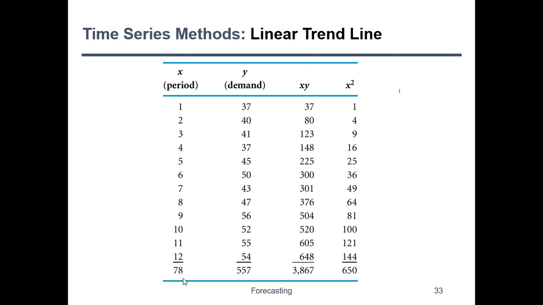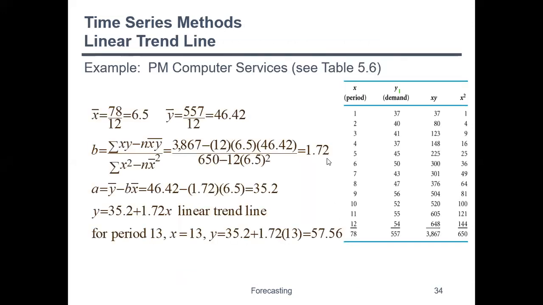Now you realize that at the bottom of it, we are summing the values. So we sum the value of X, sum the value of Y, sum the value of XY, sum the value of X squared. Are we okay? So we do all of that. Now you realize that from that data, we are supposed to come up with a linear trend line.